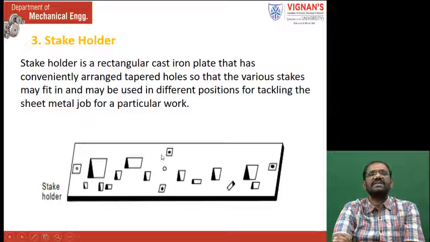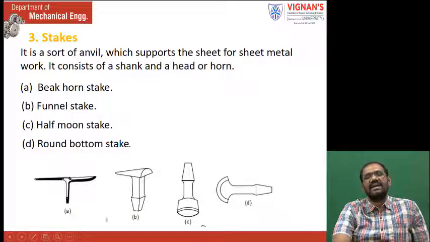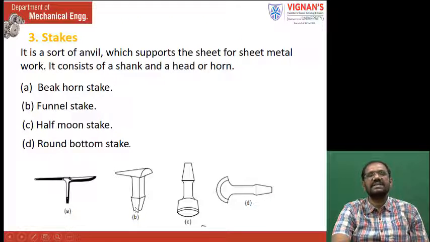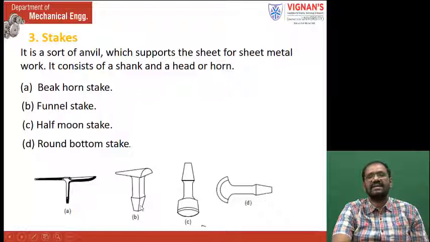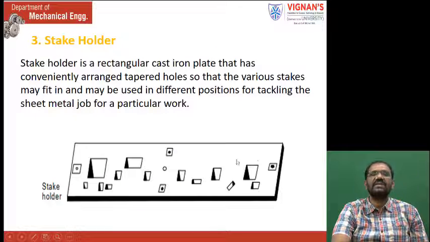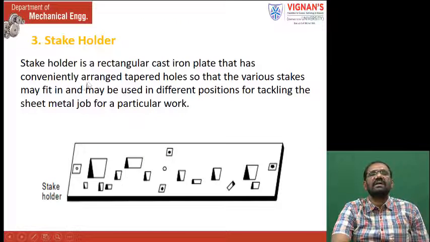Next one is the stake holder. See, these are the stakes I told you about. The top is the head, and the bottom one is called the shank. Just here I told you this is held vertically. How to hold this one vertically? See this stake holder, where you have different holes. At a suitable hole, this shank is held, and over this the sheet metal is placed and we carry out the work. This stake holder is a rectangular cast iron plate, conveniently arranged with tapered holes.